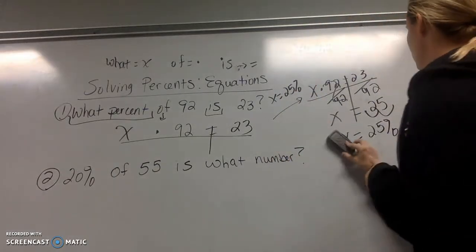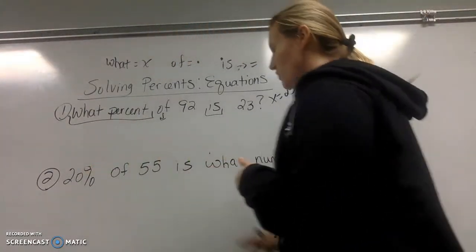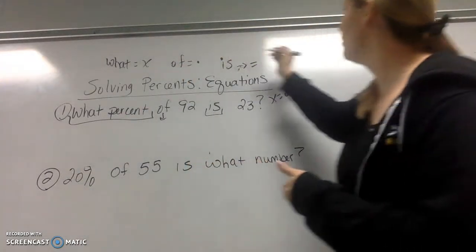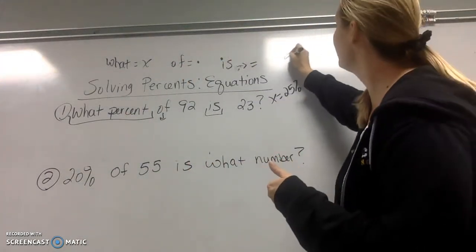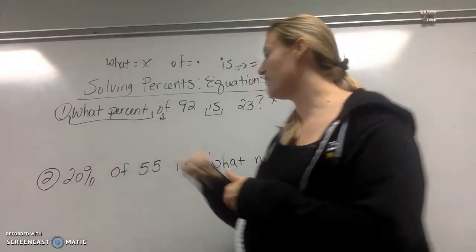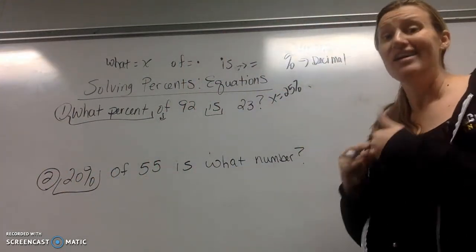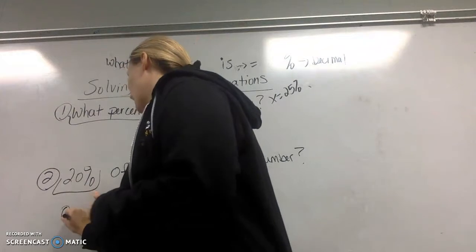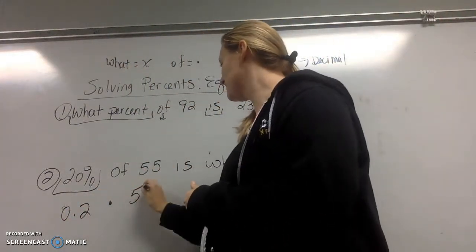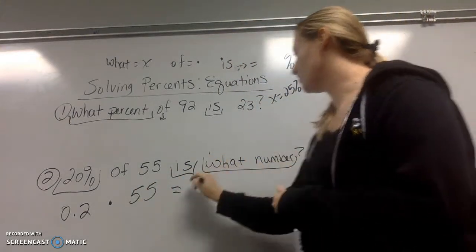Okay? So if we take that same concept, we can rewrite this as an equation. The one other key point is in order to do this, if you have a percent, you have to change it to a decimal. Like when I drop down of, I made it multiplication. When I drop down 20%, I'm not going to keep it as 20%. I have to change it to its decimal, which is 0.2. Of still means multiply. Drop 55. Is equals. And what number? Right there, that's our variable.